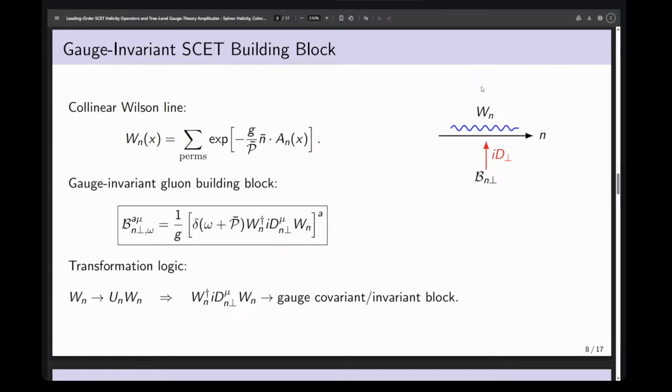A_μ here is the gluon field, and B_perp is the gauge invariant combination of gluon fields. Diagram meaning: a particle along direction n emitting many gluons, weakly coupled.